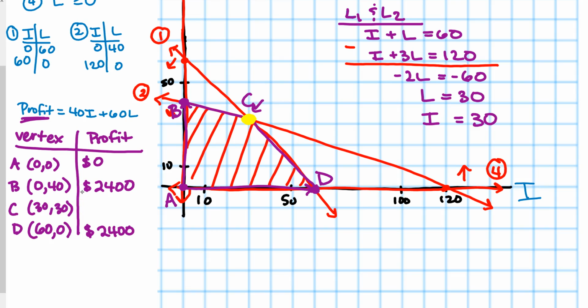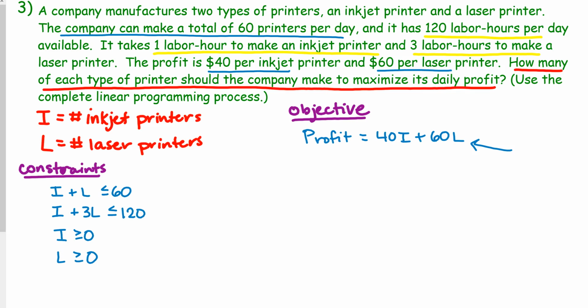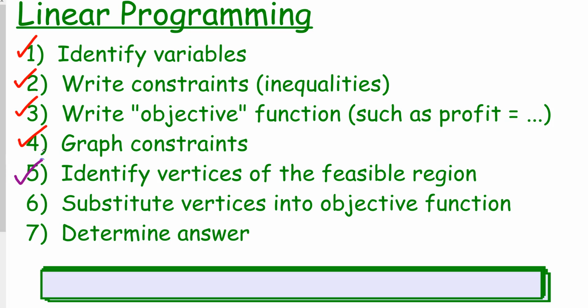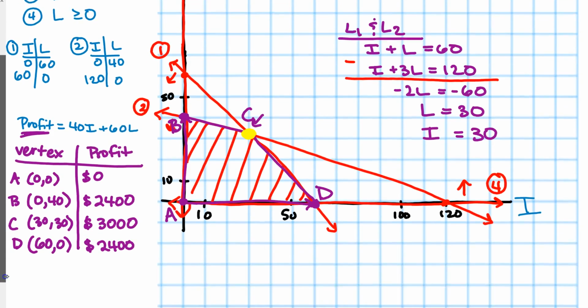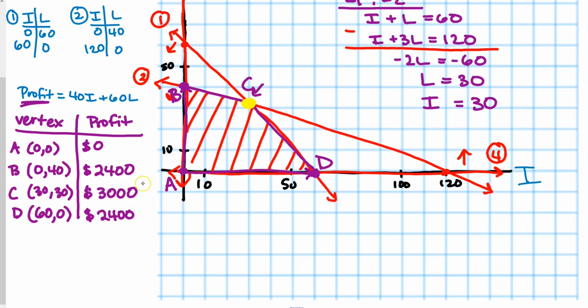Okay, $40 per inkjet times 30 inkjets, that's $1,200. $60 per laser times 30 lasers, that's $1,800. So altogether, $1,200 and $1,800 is $3,000. Okay, what's the next step? Identify the vertices, substitute vertices into the objective, determine answer. Let's determine the answer. Which set of numbers gives you the highest profit?